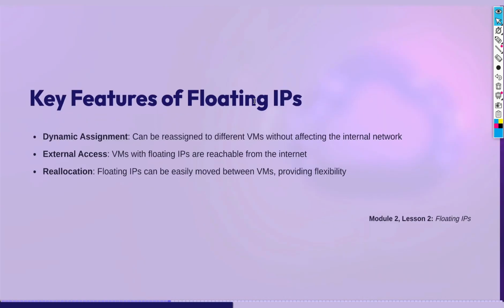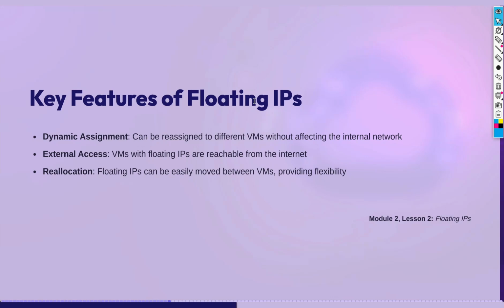So let's just go over the key features here. The first feature is dynamic assignment. Floating IPs can be assigned or reassigned to different VMs without altering the internal network configuration. So this flexibility allows for a really seamless transition between VMs. If a VM needs a new IP, you can simply create a new floating IP and assign it. Then you have external access. VMs with floating IPs are accessible from the internet, enabling external users to interact with your services that are hosted on these VMs or other services that require an IP address.